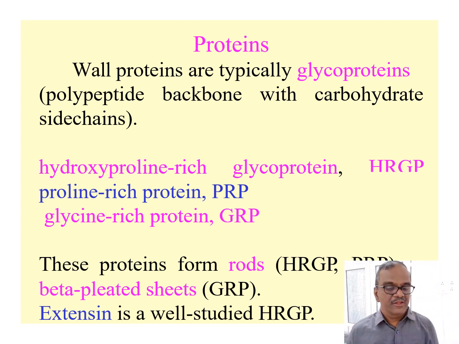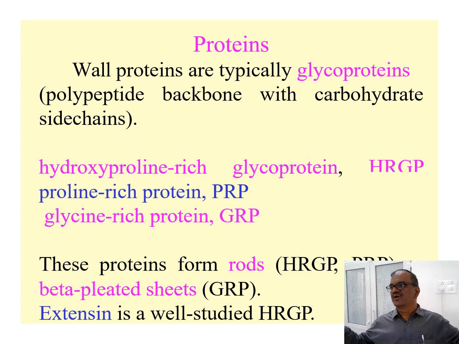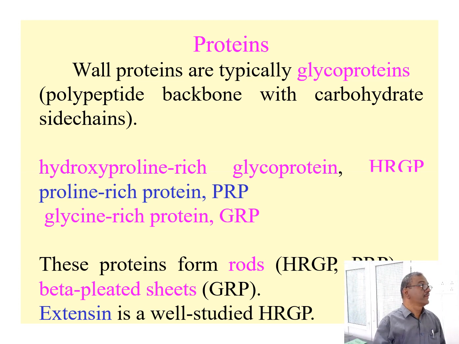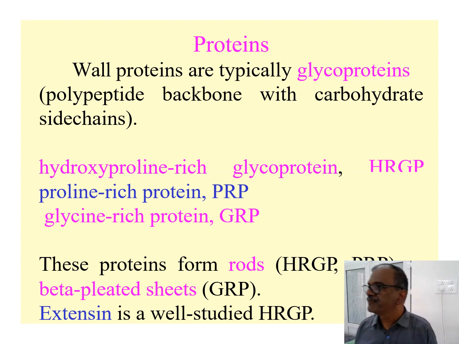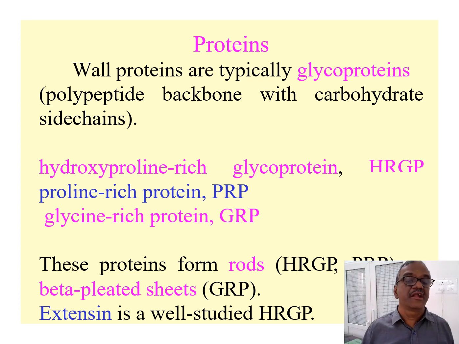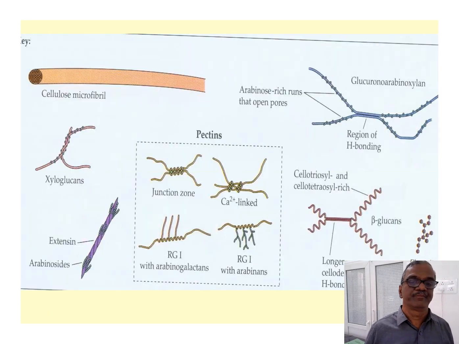These form a rod like structure and they form beta pleated structures, so that it is able to form that particular layer. The extensin protein is used in expansion of the cell wall, and it is a well studied hydroxyproline rich protein. In the first group, extensin is the example.